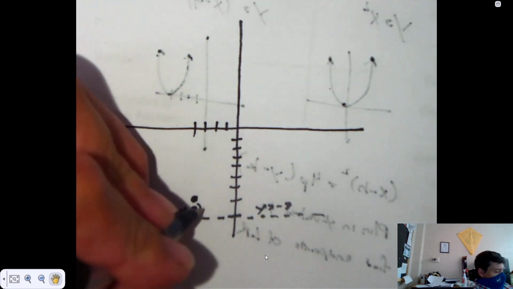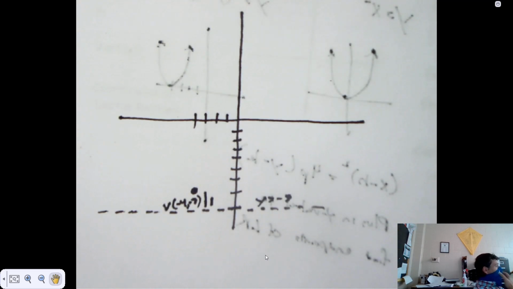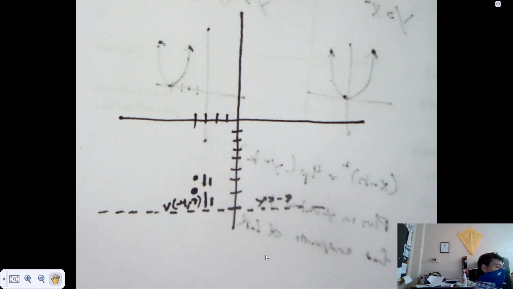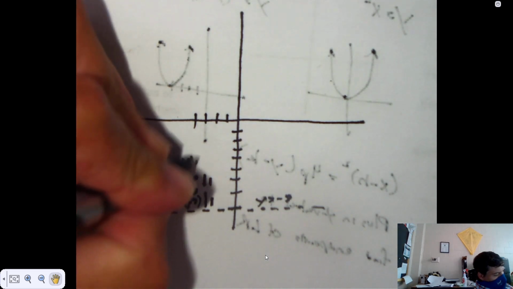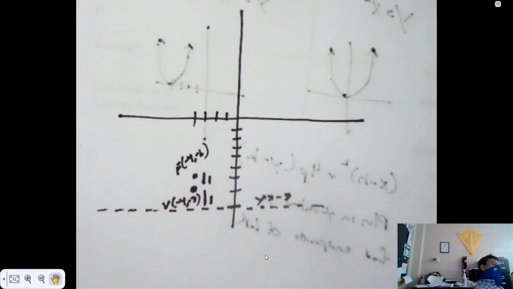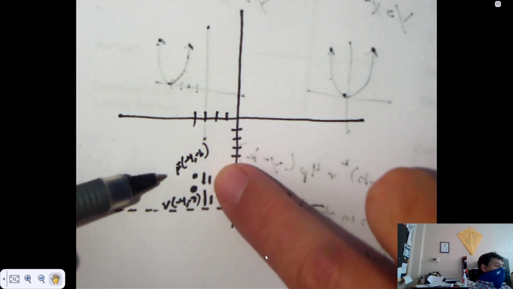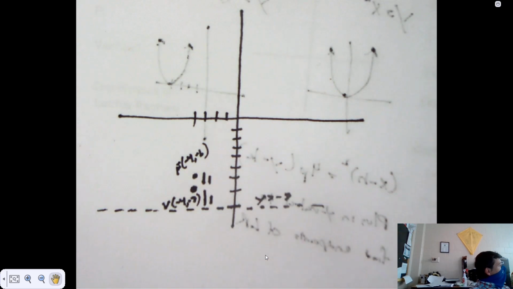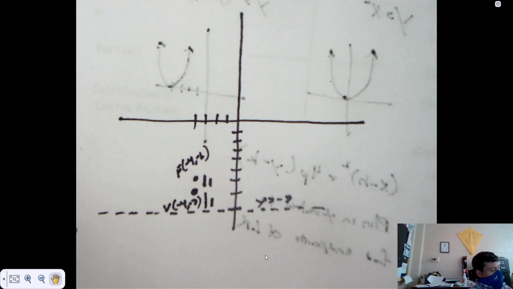So the directrix is 1 unit below the vertex. Where's the focus? 1 unit above. So it would be at what? -4, -6? Now all I need is 2 other endpoints here and here. I need the coordinates of the latus rectum. To find that, I need an equation. So I need to be writing an equation. But shouldn't be too bad.